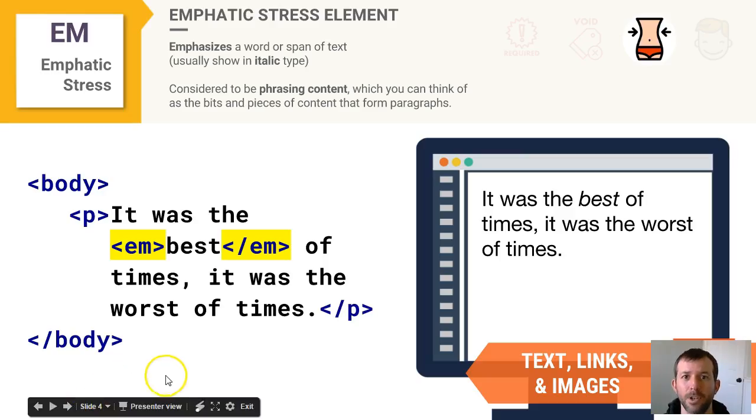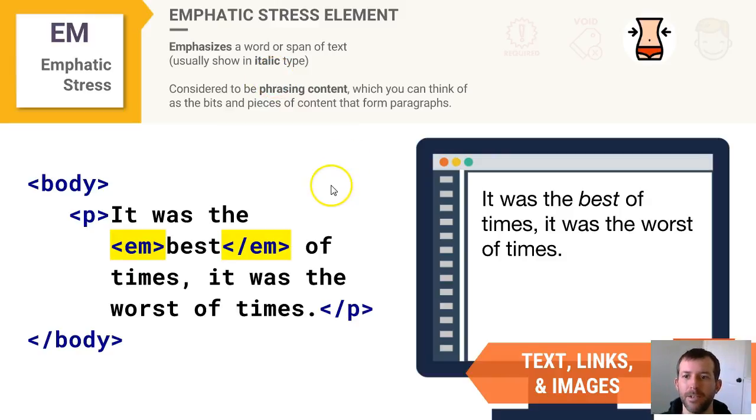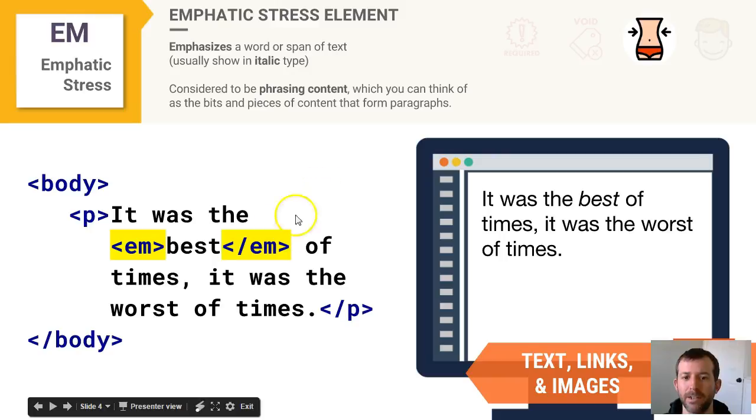The next element we're going to talk about is the EM element. The EM element can be used to mark up text to make it emphasized. And when you want to emphasize something, it will show up as italic. So that's when it looks like it's leaning. Okay? So let's see what that looks like.